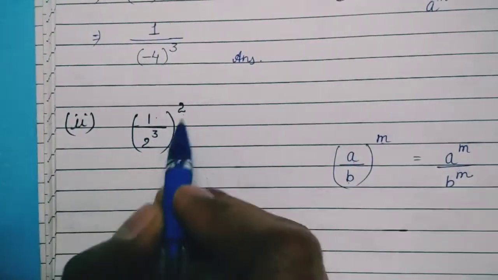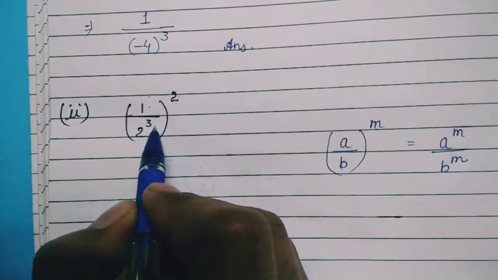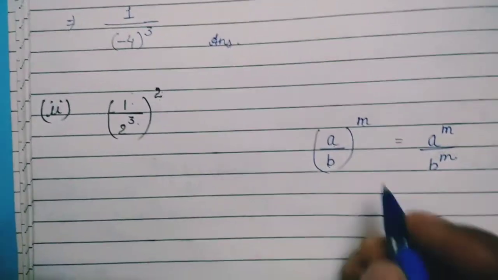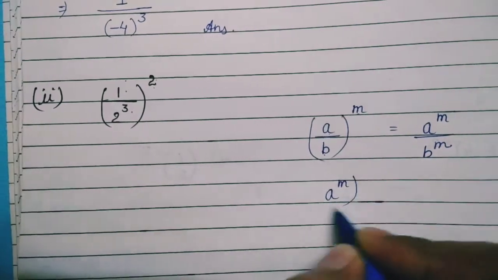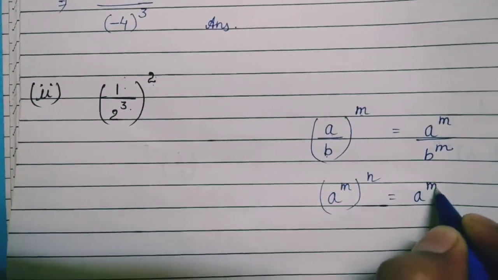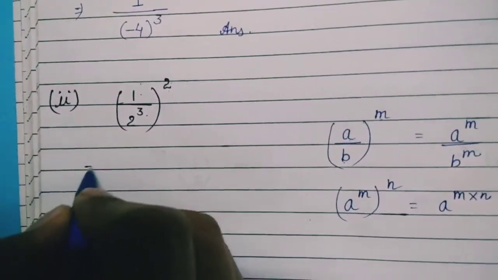So same, when we open the bracket, 2 will go near to 1 and this 2 will go near to 3 in the multiplication. In the multiplication, from the identity which is when we have a raised to the power m and whole power is n, we will have a raised to the power m multiplied by n. These 2 identities we will apply here.